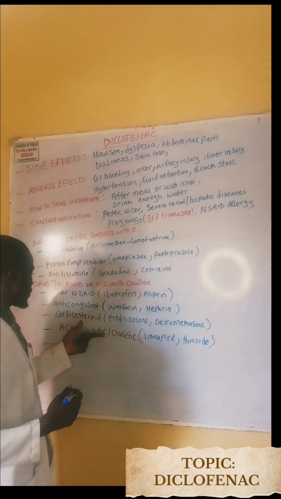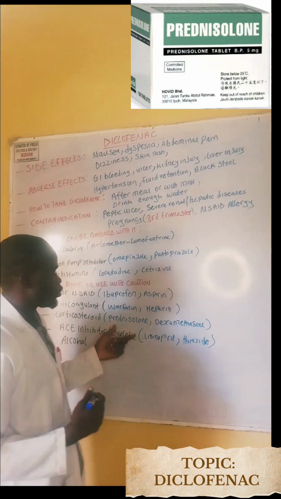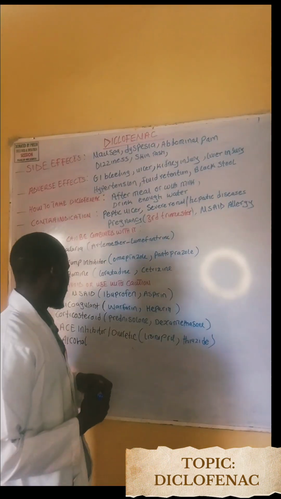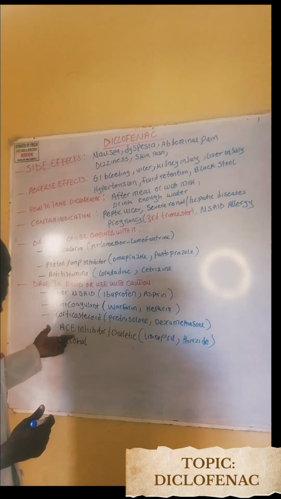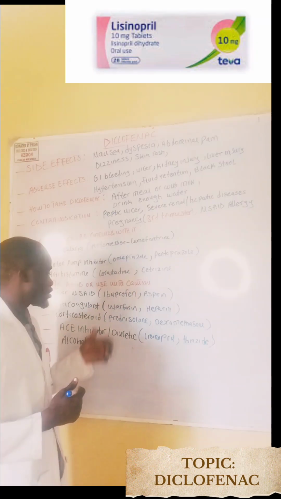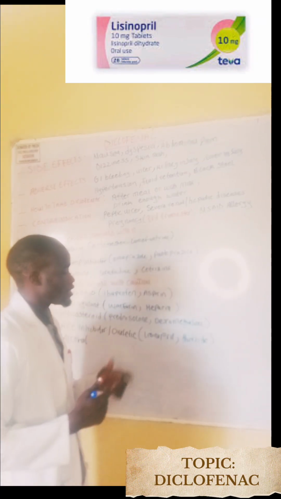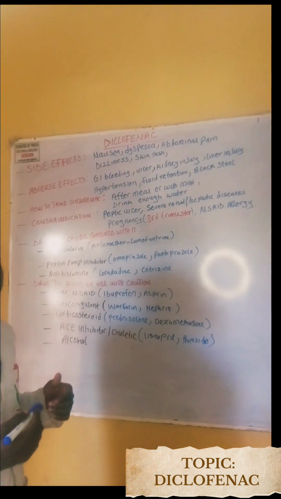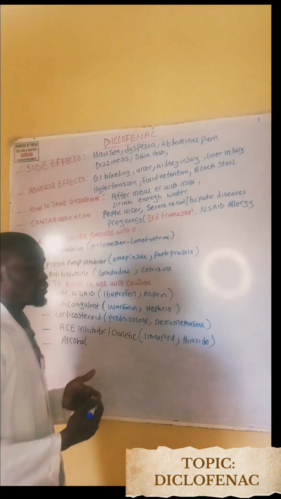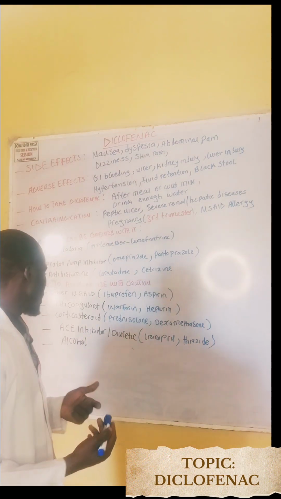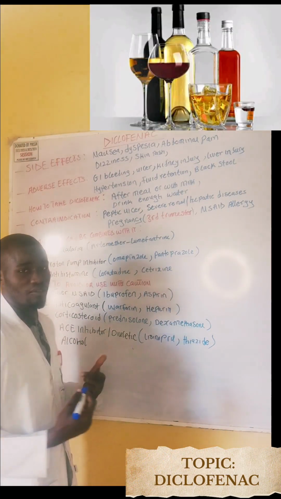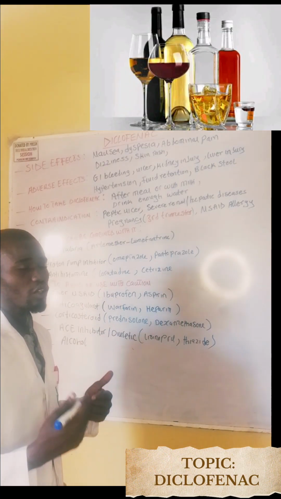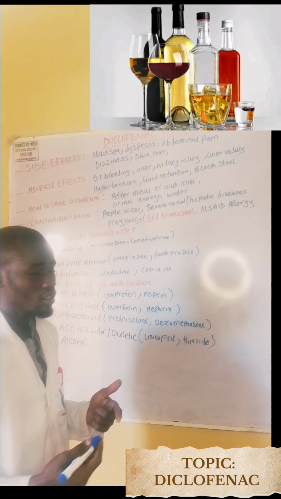And also corticosteroids, you should avoid them, like prednisolone, dexamethasone. Avoid them with diclofenac, and also ACE inhibitors or diuretics like lisinopril. They should not be combined with diclofenac, because it can increase GI bleeding and ulcer risk. And also alcohol. Alcohol has been found to be one of the causes of gastric irritation.